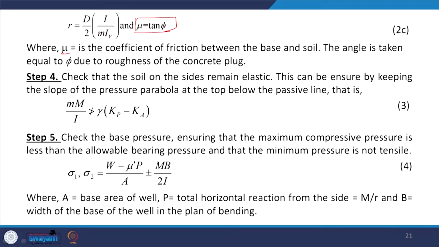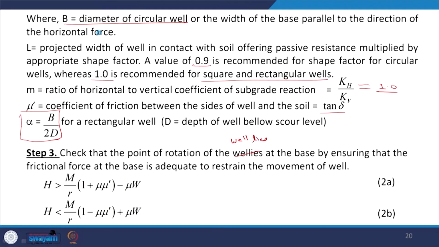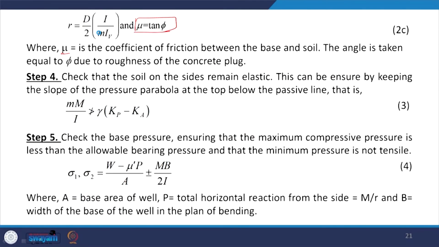Once R is calculated, in equations 2A and 2B all things are known, and then we can work on these equations. We can decide what should be the value of H for a given value of M and W. This was the first check.